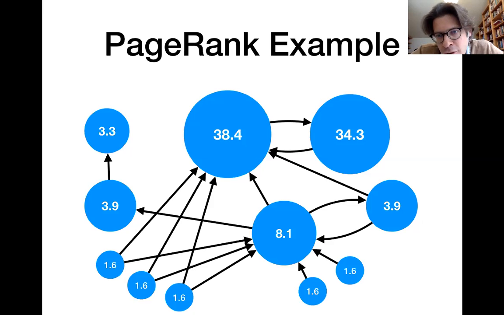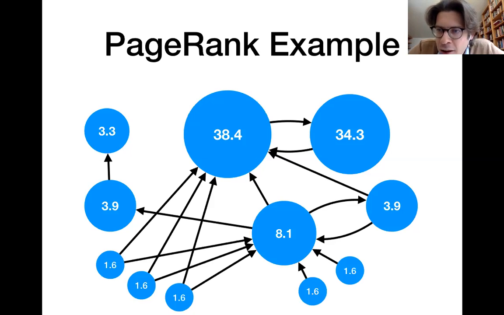Also, the node on the top of the slide on the right-hand side might not have that many links pointing into it, but it has an incoming link from the node in the middle with 38.4 PageRank. So that's a very central node, and having a link from a node like that is particularly useful. All right, so this is a little example.